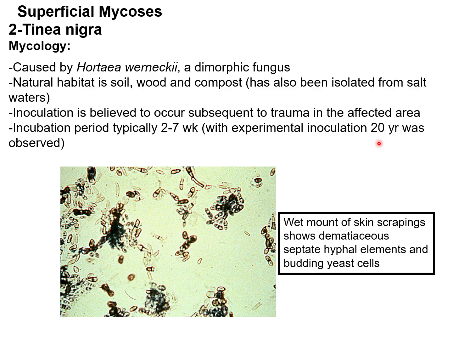So what happens if you take a wet mount and decide to examine it? What you will see are these rather pigmented septate hyphal agents. So you see septate hyphal agents or hyphal filaments, and you'll also see some budding yeast as well. So again, Hortaea werneckii is the agent behind this. It is a dimorphic fungus, and this is why we're seeing both yeast and hyphal elements.